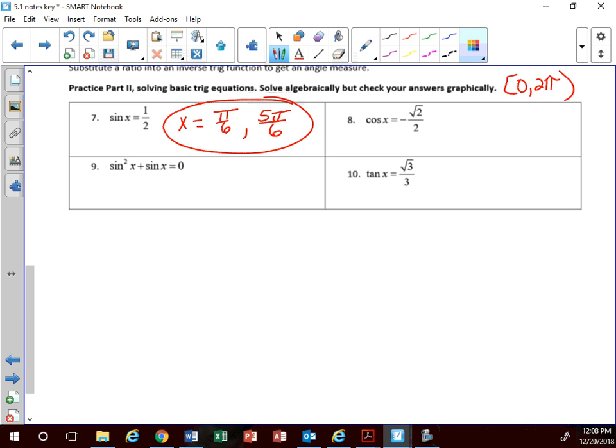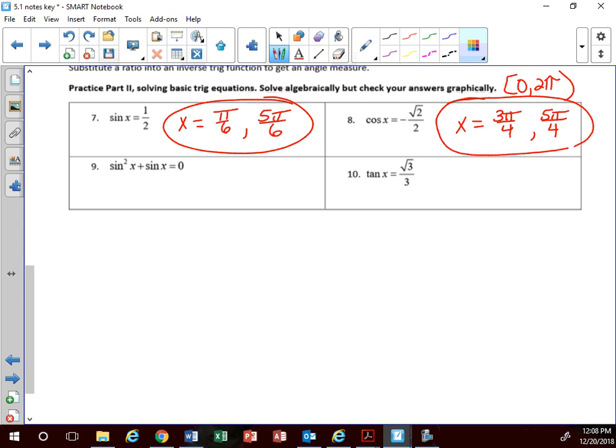Where does cosine equal -√2/2? And 5 pi/4. Yes, that's what we're going to do. If you guys didn't believe me before, do you believe me now that you need to know your circle? That's okay. Okay, number 9.